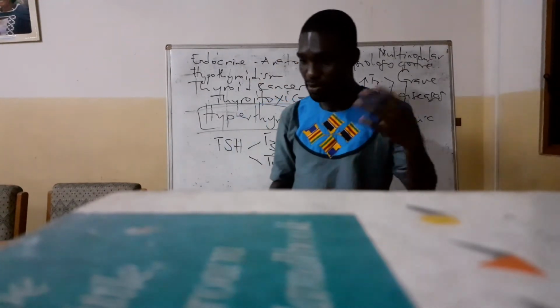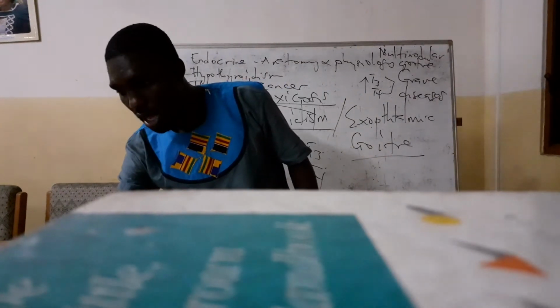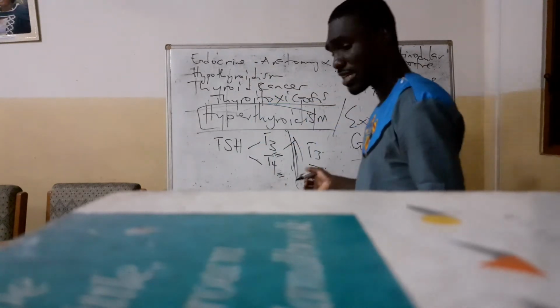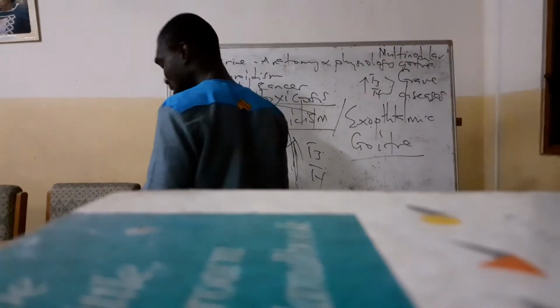So conditions like the ones we've mentioned, Graves' disease, toxic multinodular goiter, adenomas, conditions of the pituitary gland, conditions of the hypothalamus, etc. All these can lead to hyperthyroidism. Let's look at the signs and symptoms that someone with hyperthyroidism will exhibit.